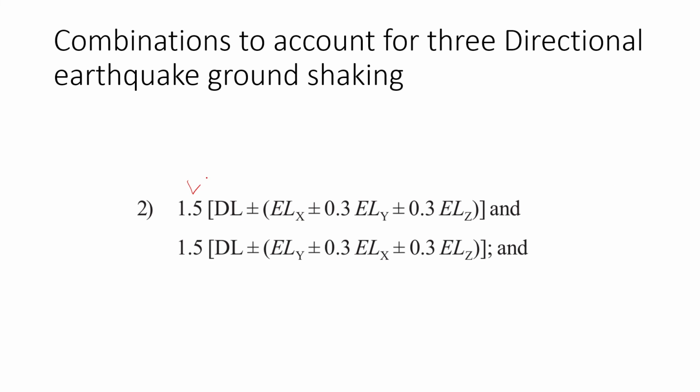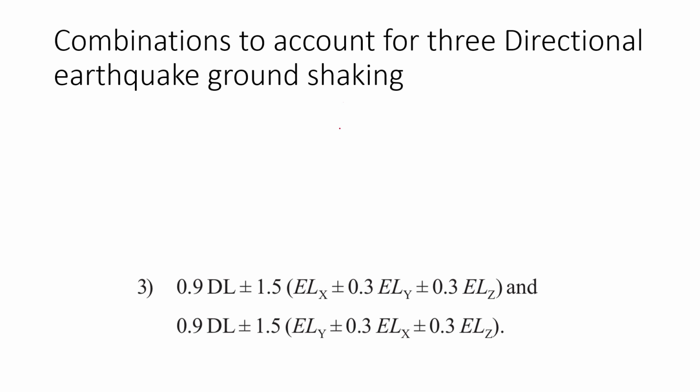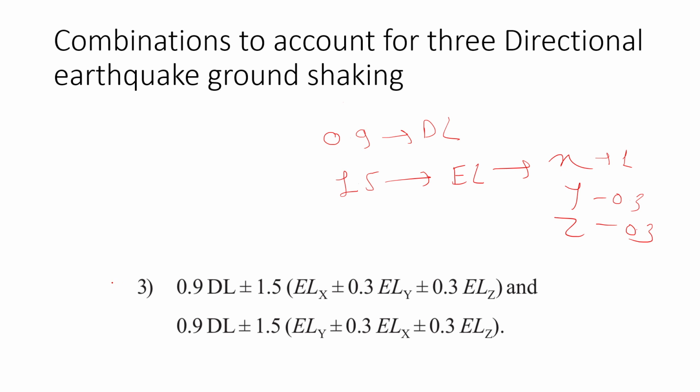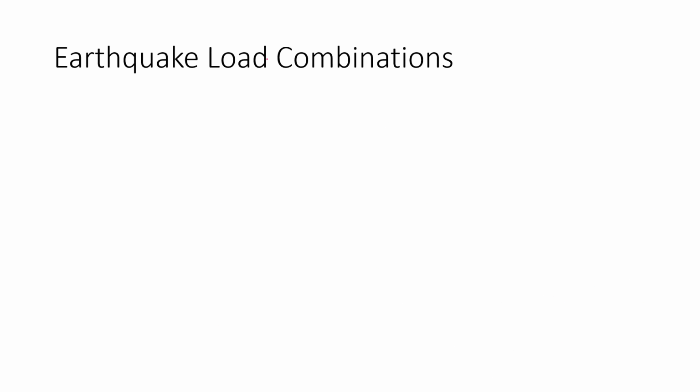For 1.5, there will be only two loads. First one is the dead load, second one is the earthquake load. You only need to add plus or minus 0.3 ELZ. And similarly, for 0.9, there will be dead load and 1.5 earthquake load. Then same way, x direction full, y direction 0.3, z direction 0.3. So these are the load combinations used in the earthquake case.